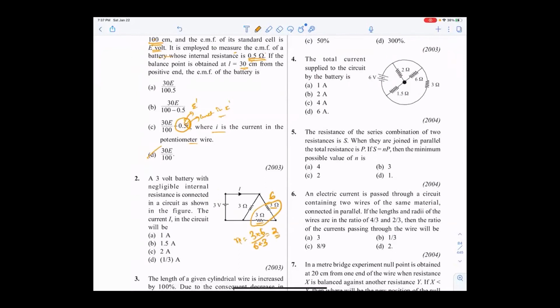So what is the current I? I is equal to V by R, 3 by 2, which is 1.5 amperes. These two are in series, guys. So I comes here and gets divided as I1 and I2. I2 goes this way, so I2 is coming and going. Is that clear? 1.5 amperes.